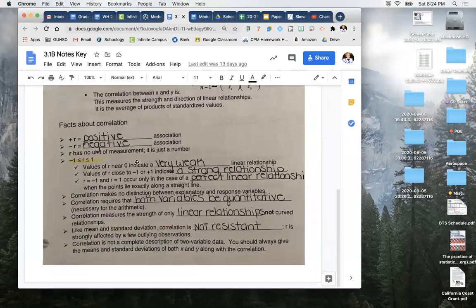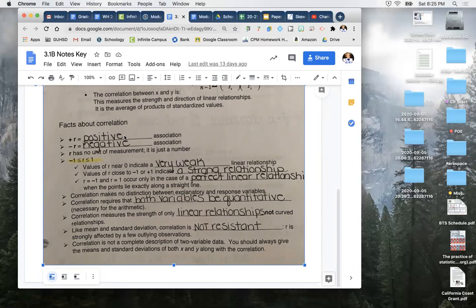Okay, so facts about R, the important parts of R. R can take on positive or negative values. If your R is positive, it means that the slope of a line would be positive as well, and it means that there's a positive association between the two variables you're looking at. If it's negative, then your association is negative. Values that are really close to 0, like a positive 0.2, which is pretty close to 0, or a negative 0.2, are going to be very weak correlations. The closer your values are to 1 or -1, the stronger the relationship.